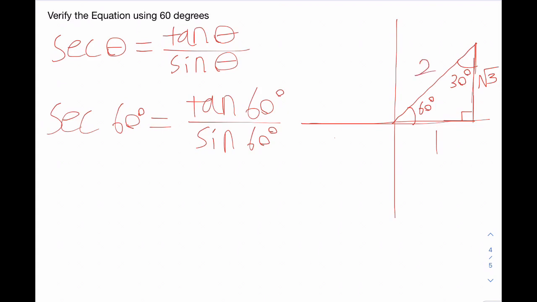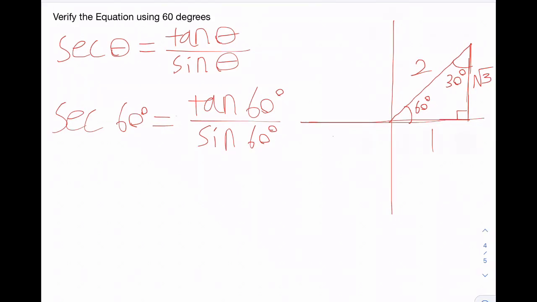So guys, now what is the value of secant of 60 degrees? Secant of 60 degrees will be r over x. Here, 1 is going to be our x, this is going to be our y, and this is going to be our r. So secant of 60 degrees is going to be r over x, tan of 60 degrees is going to be y over x, and sine of 60 degrees is going to be y over r. So now guys, we just need to plug in our values.